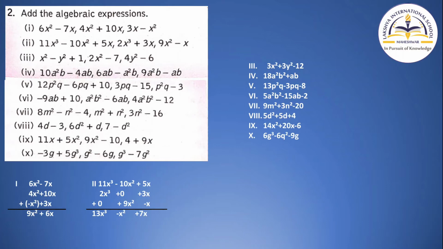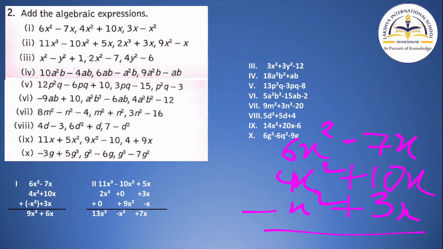Now we will see question number 2. Add the algebraic expressions. How do we add two algebraic expressions? We have the first algebraic expression, that is 6x square minus 7x. Now next, 4x square plus 10x, then 3x minus 3x, so we will write the x term with a plus sign and minus x square.